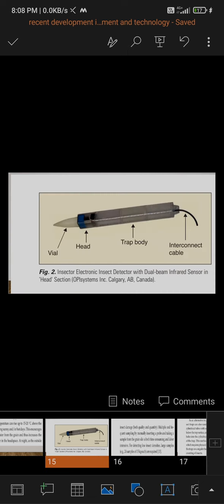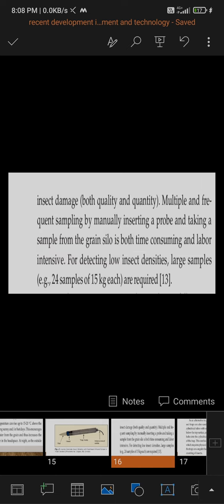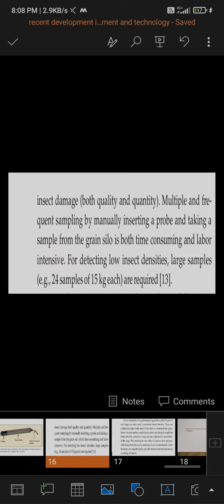Insector, an electronic insect detector with a dual beam infrared sensor head section. Insect sampling by manually inserting a probe and taking a sample from the grain in the silo is both time consuming and labor intensive for detecting low insect density in large samples.